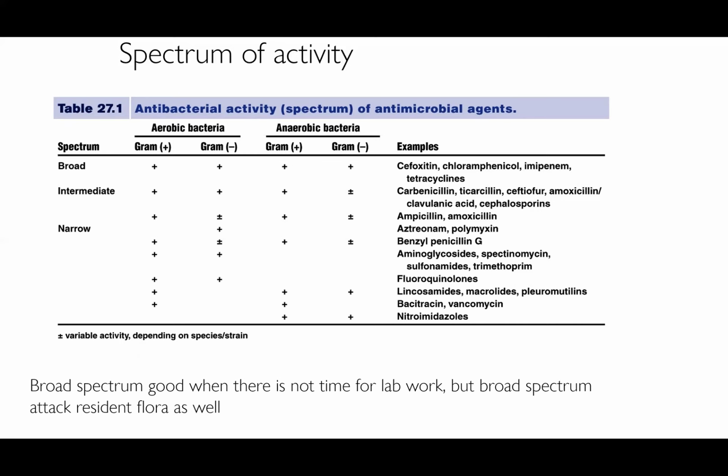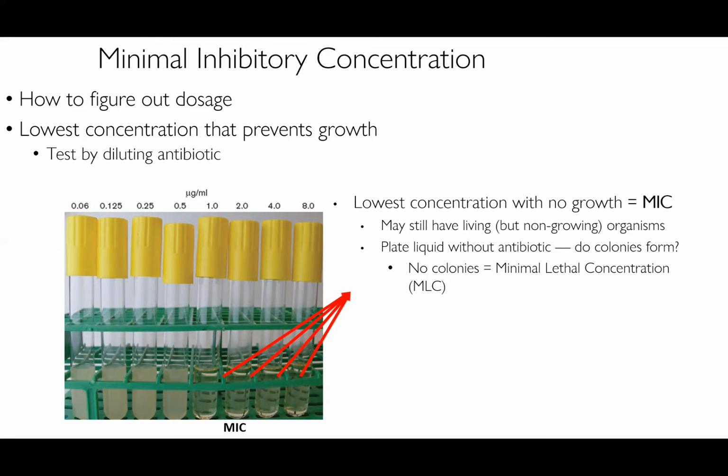And so they figure out how to determine dosage by determining what is called the minimum inhibitory concentration, or the MIC for short. The idea is they take an antibiotic in a culture and dilute the antibiotic to different amounts. What you'll notice here is that we have these different tubes, and the left half here is very turbid, indicating bacterial growth, whereas the right half has very little or no bacterial growth. As we move from left to right, the concentration of the antibiotic is increasing. And so by determining the lowest concentration with no growth, this is the minimum inhibitory concentration, or MIC.